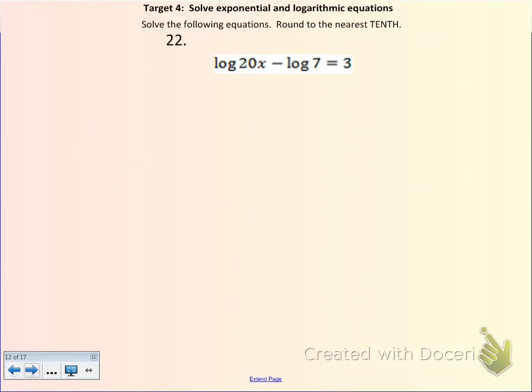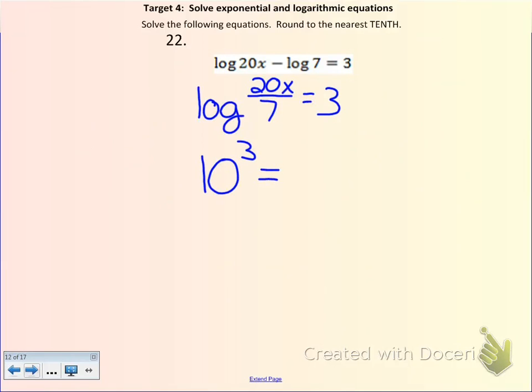Okay, this one, again, it's a subtraction, so we're going to condense it. So log, the base here is 10, because it's not written, so it's a common log. So 20x divided by 7 equals 3. Here in logarithmic form, not doing a lot for us. Can't really mess with it at all, so we're going to turn it into exponential form. So the base is 10, the exponent is 3, and that equals 20x over 7.